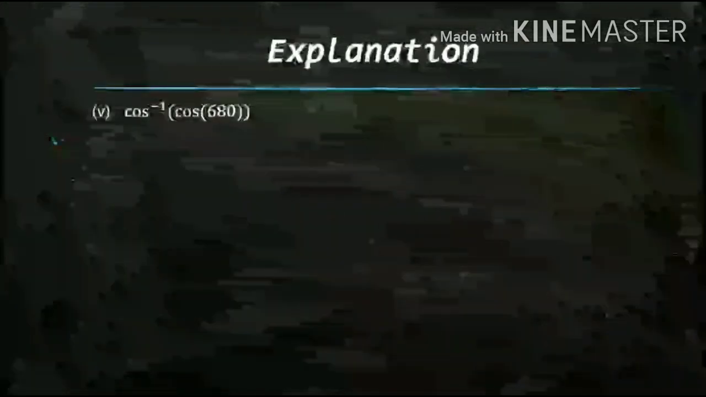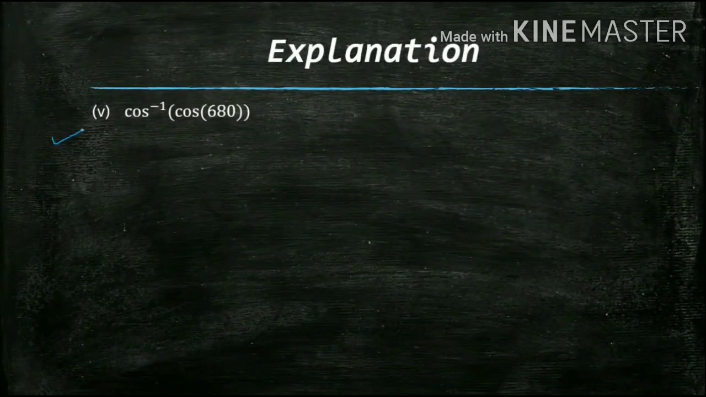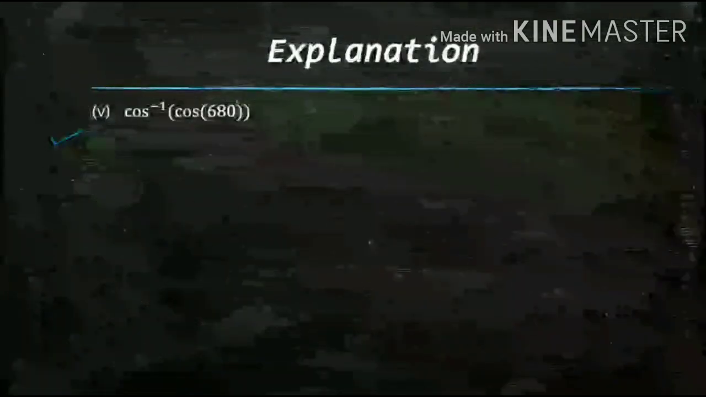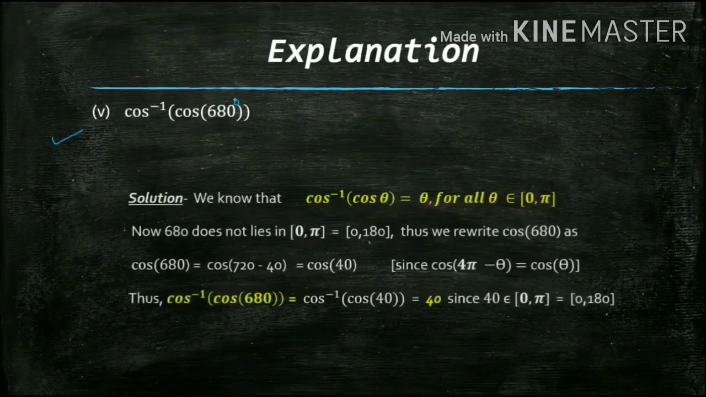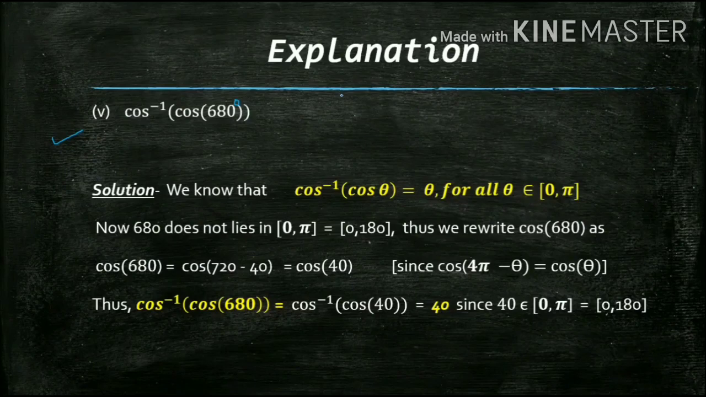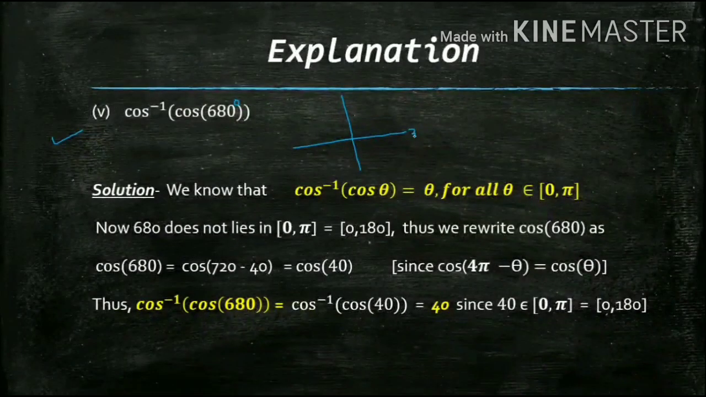Okay, so this was cos inverse of cos 680 degrees. How to do this? Same. Now cos of 680 degrees: if you know this is 360 degrees, then 680 degrees would lie over here only. If you go one round of the circle again, it would be in the fourth quadrant only, and cos is positive in the fourth quadrant.